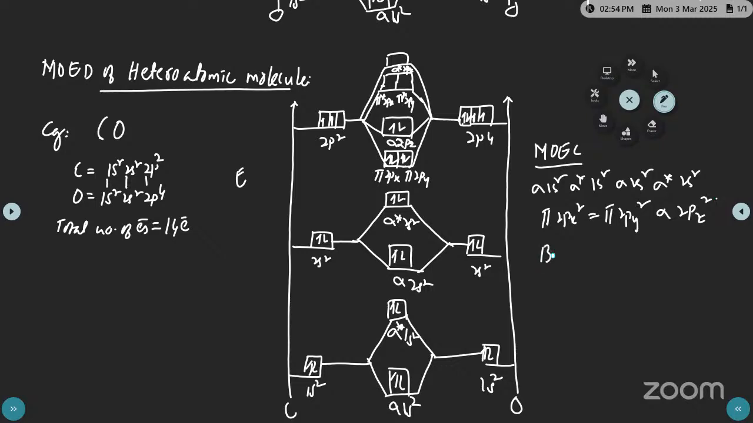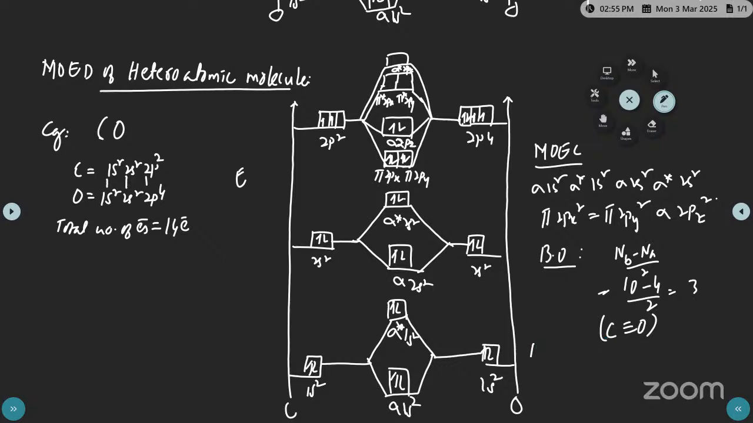Then bond order. The bond order of the molecule is (Nb minus Na) by 2. How many bonding electrons are there? 2 plus 2, 4, plus 6, 10. So 10 minus the antibonding electrons, 2 plus 2, 4. 10 minus 4 by 2 gives 3. So the structure of the molecule is C triple bond O. This is the bond order.